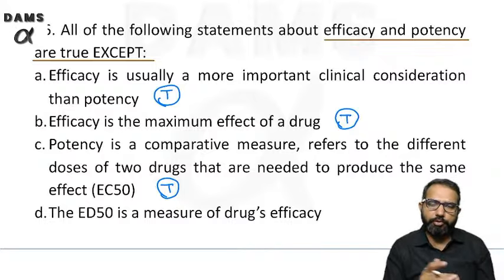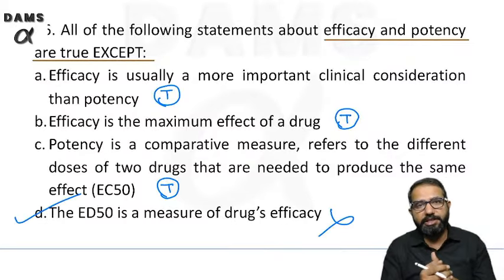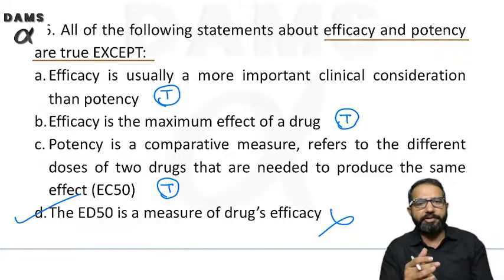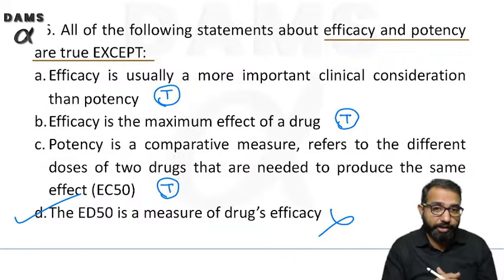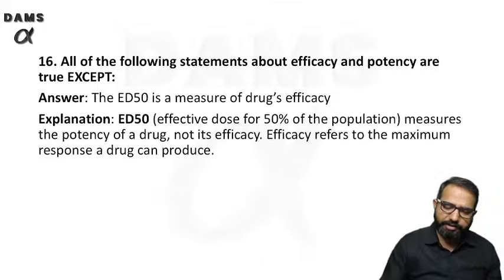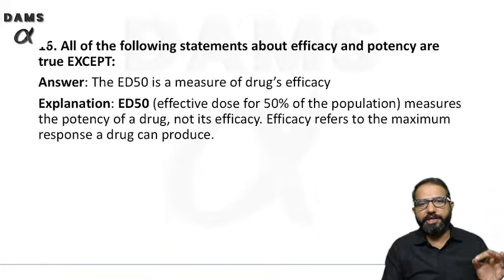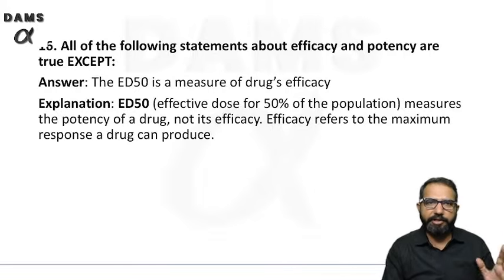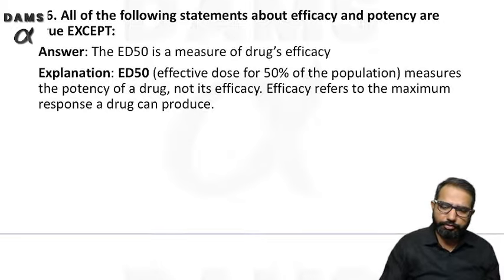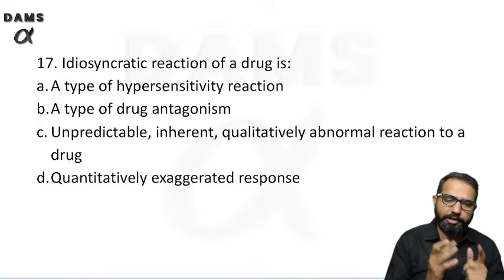ED50 is a measure of drug efficacy? No, that is a measure of drug potency. EC is concentration, ED is dose. It is the same thing, dose or concentration. So EC50 or ED50 is a measure for drug potency, not for drug efficacy. ED50 means median effective dose, when 50% of the population out of the study population is having the effect. So that is median, and you can use it for comparison of potency. More dose, less potent. Less dose, more potent.